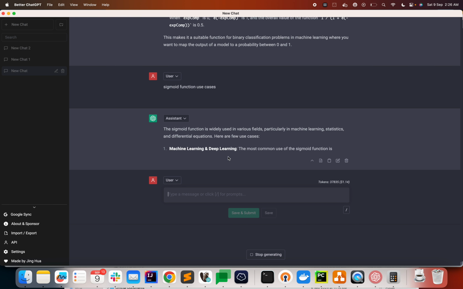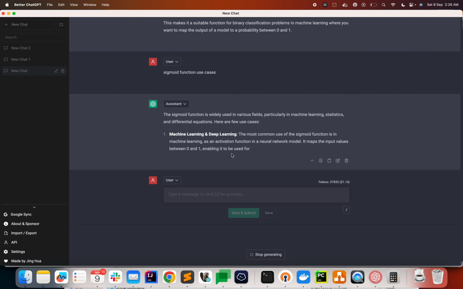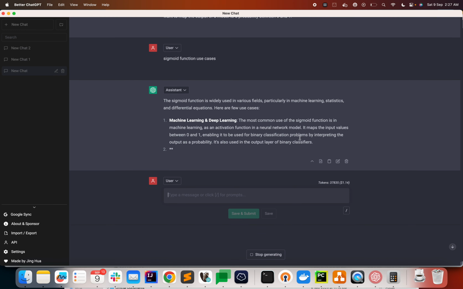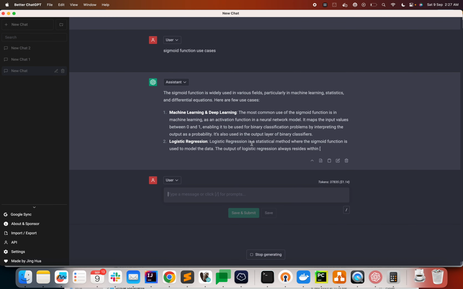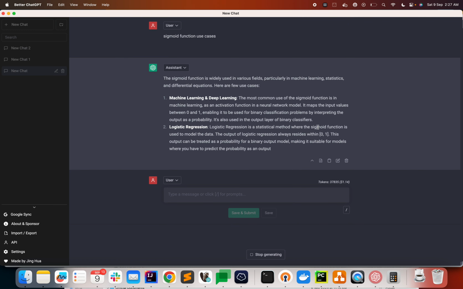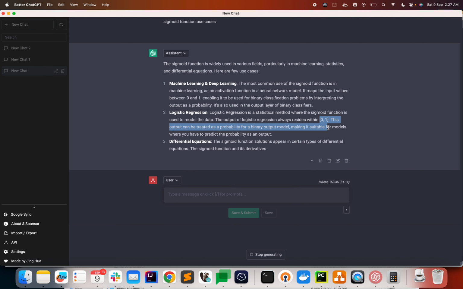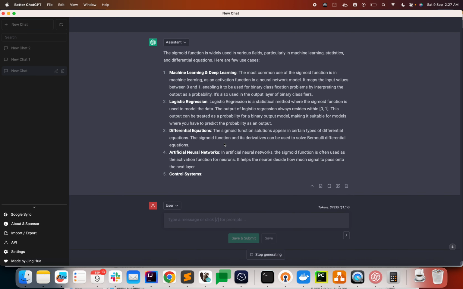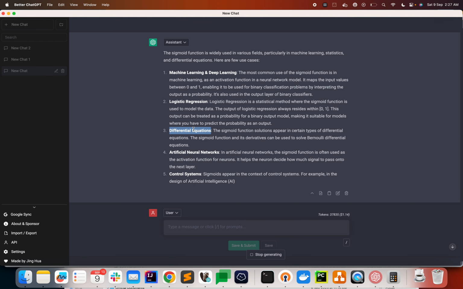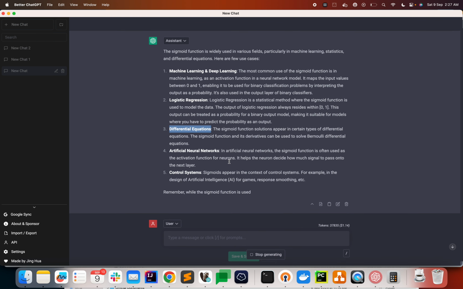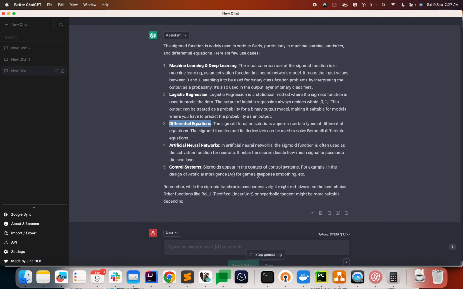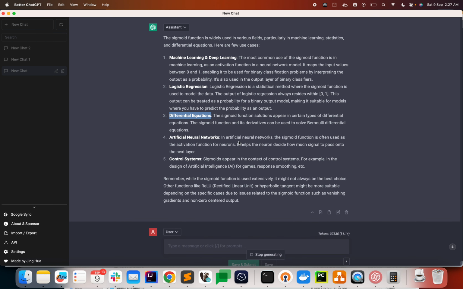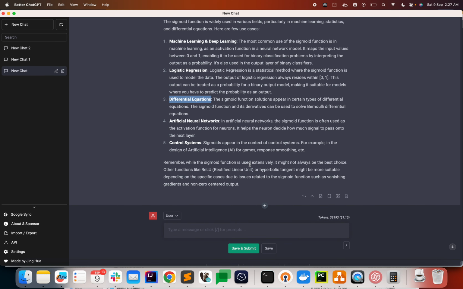Yeah, we see machine learning and deep learning, as an activation function. This is basically to normalize between 0 and 1. And then logistic regression, here also the model requires input between 0 to 1, so we are applying the sigmoid function to make sure the input will be 0 to 1. Then softmax. So in most places, to normalize a value, we are using the sigmoid function. It might not always be the best choice. There are other functions like ReLU.